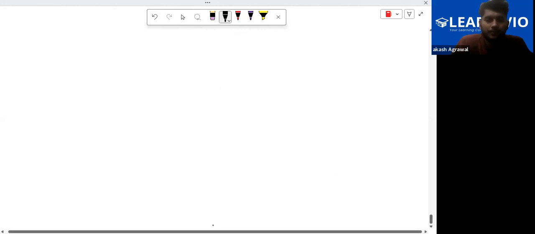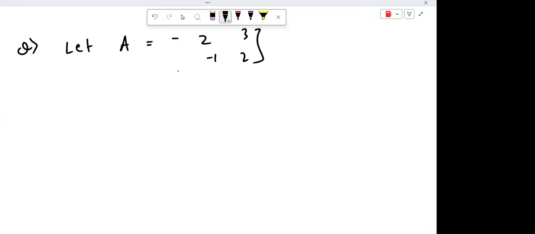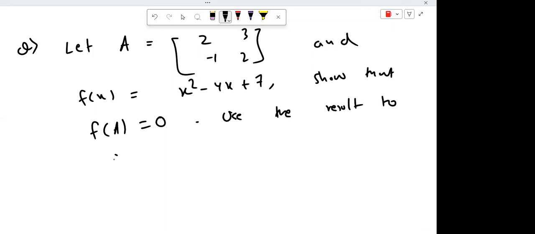One more question. And this is a very important question. You'll get a 3 marks question, at least one. Let a equal the matrix 2, 3, minus 1, 2, and f of x equals x square minus 4x plus 7. Show that f of a is 0. Okay. Use the result to find a to the power 5. Now the second part I'll explain how to do. Just try the first one. Okay.